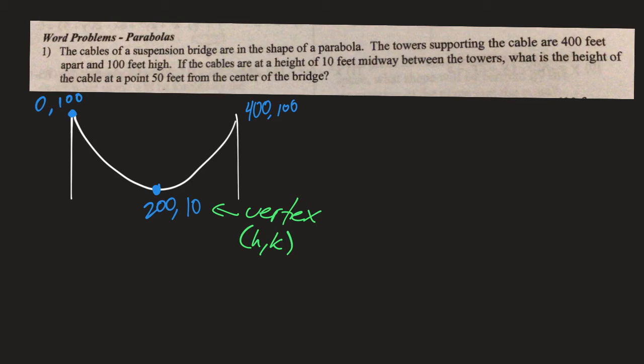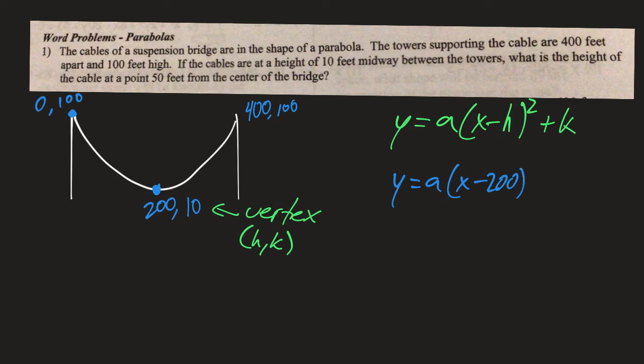Okay, so great. We've got the vertex. We've got some sort of picture. Let's see if we can put it together in the equation. So again, we've got y equals a(x minus h) squared plus k. And we know what h and k are from that vertex. So let's just fill those in. a(x minus 200) squared plus 10. Same as before, let's pick one of these points. Let's just use the 400, 100, okay? And we're going to plug this in here.